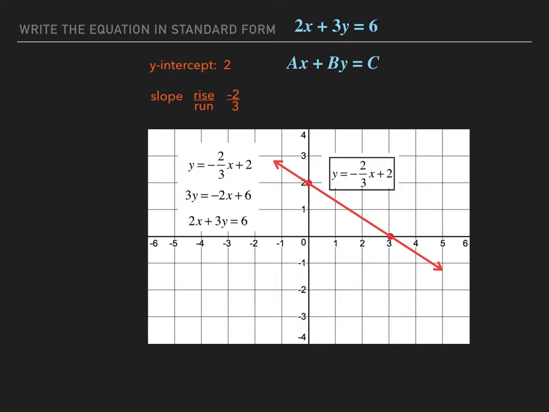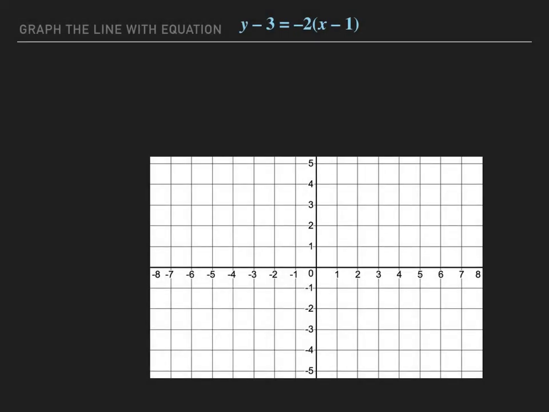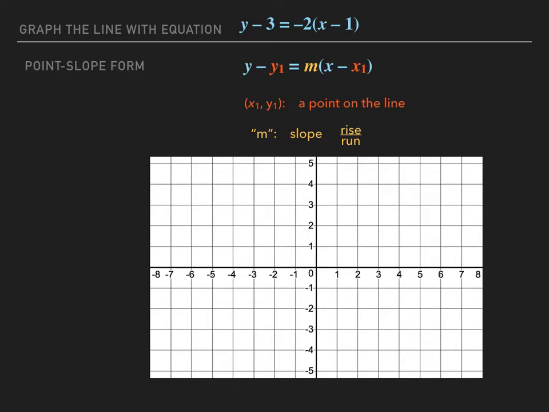Okay, we have one more form of a line to look at. And here, this particular equation is given in point-slope form, which you'll recall is y minus y sub 1 equals m times x minus x sub 1, where x1, y1 is a point that lies on this line. And so we can identify the point right off of the equation. M is the slope of the line. Again, rise over run. In this case, M is negative, so I expect my line to be falling.